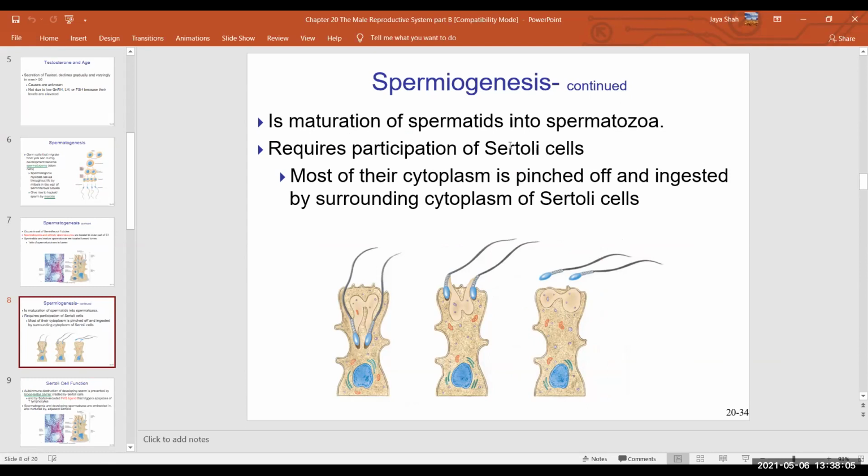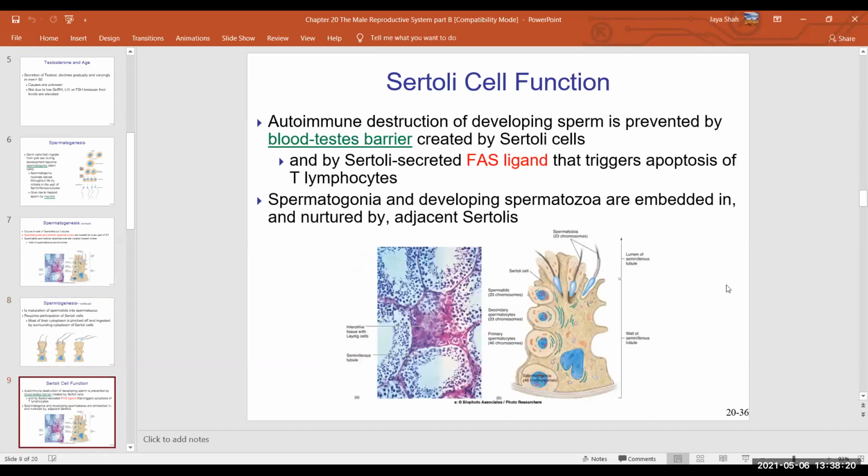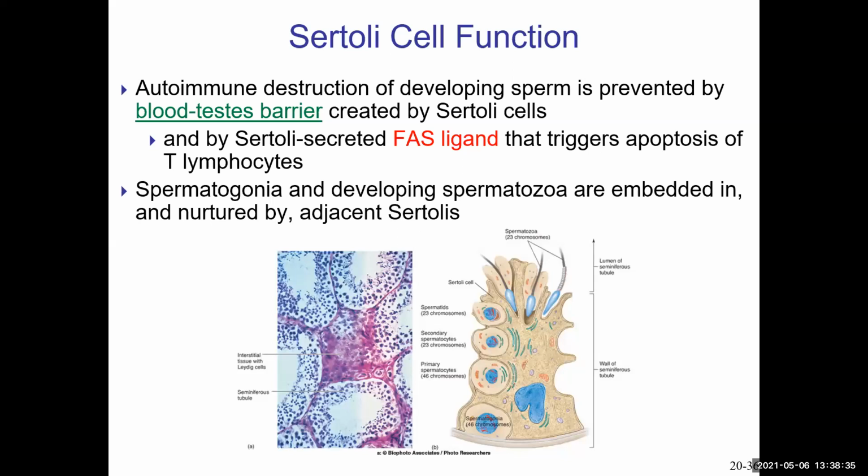Is maturation of spermatids into a spermatozoa. See? So this pinch of cytoplasm is eaten by these supporting cells. Okay, so let's talk about the function of the Sertoli cells. So what does Sertoli cell do? Sertoli cell is supporting the spermatogenic cells to produce sperm.